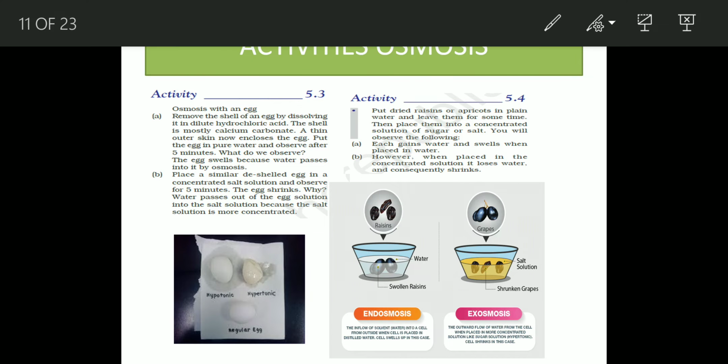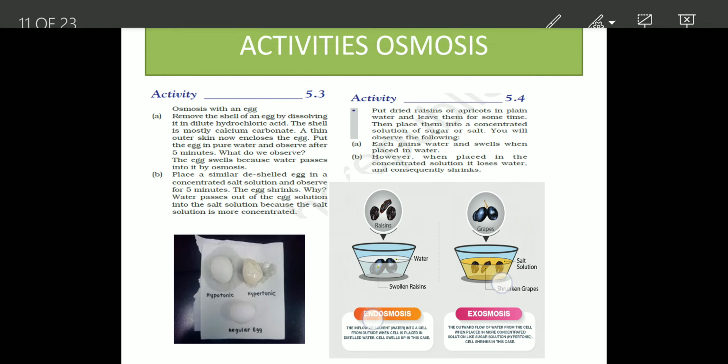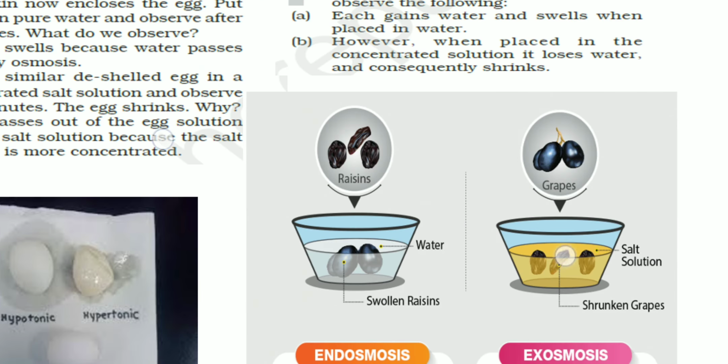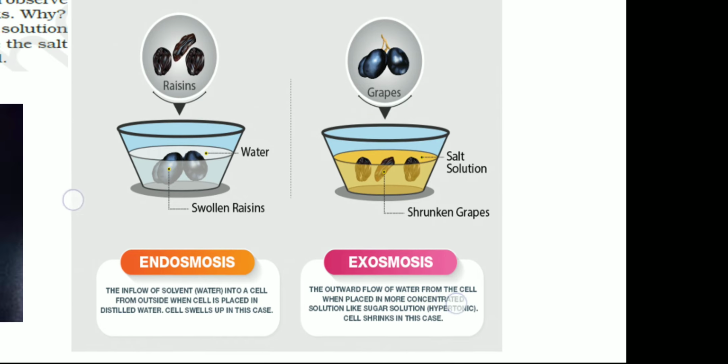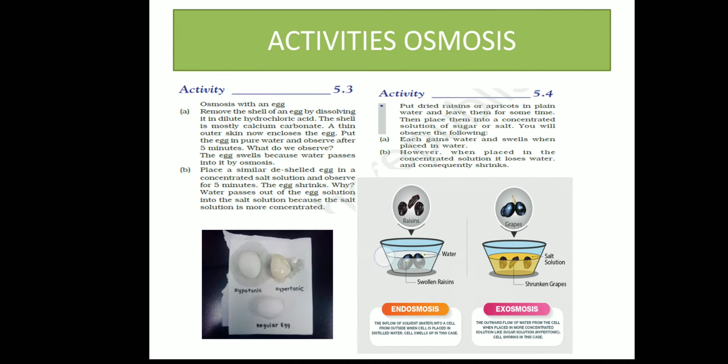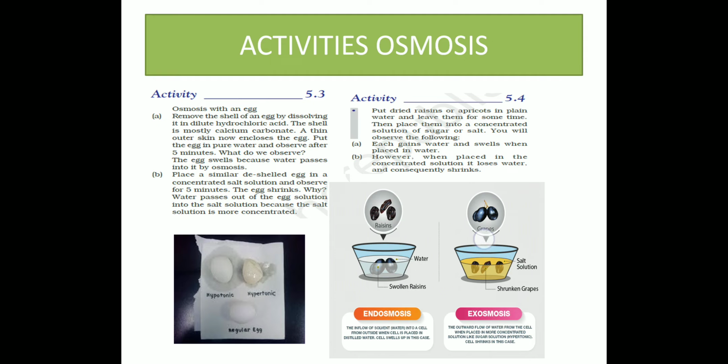So once again, discuss what you mean by endosmosis and what you mean by exosmosis. Endosmosis is the flow of water into a cell from outside; if the cell is placed in distilled water, the cell fills up. Exosmosis is the outward flow of water from the cell; when placed in a more concentrated solution like sugar solution or hypertonic solution, the cell shrinks. Remember this, it is a most important question.